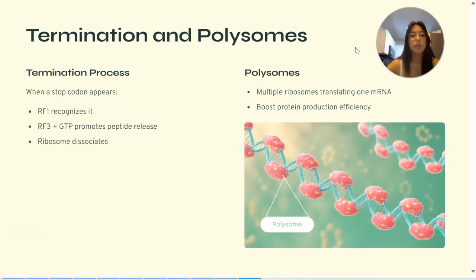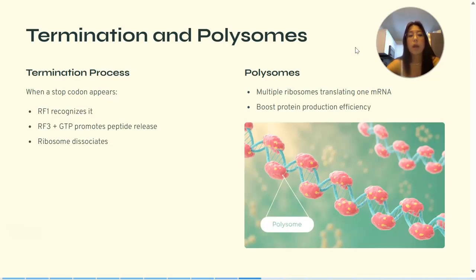Polysome and translation efficiency. Multiple ribosomes can simultaneously translate a single mRNA, forming a structure called a polysome. This increases the efficiency of protein synthesis, allowing rapid production of many copies of a protein from one mRNA.